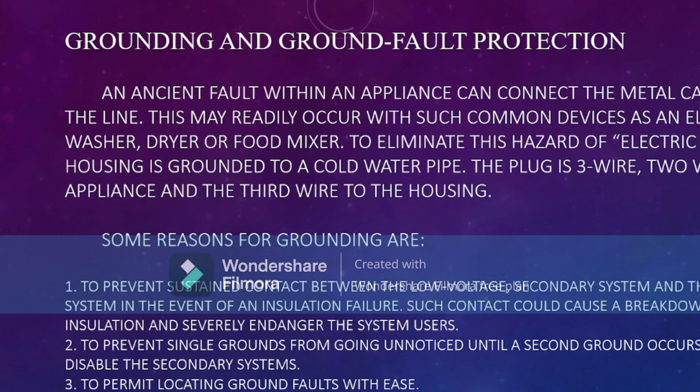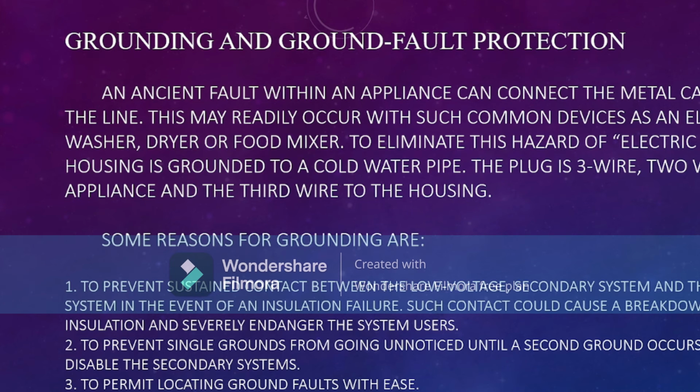Grounding and ground fault protection. An accidental fault within an appliance can connect the metal case of the appliance to the line. This may readily occur with such common devices as an electric drill, clothes washer, dryer, or food mixer. To eliminate this hazard of electric shock, the appliance housing is grounded to a cold water pipe. The plug is 3-wire, 2 wires connected to the appliance and the third wire to the housing.